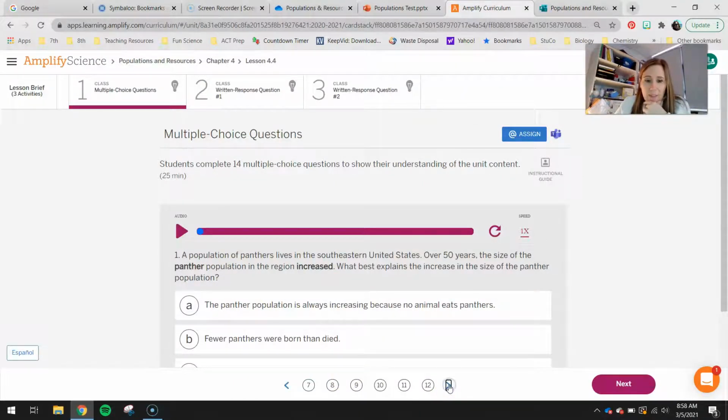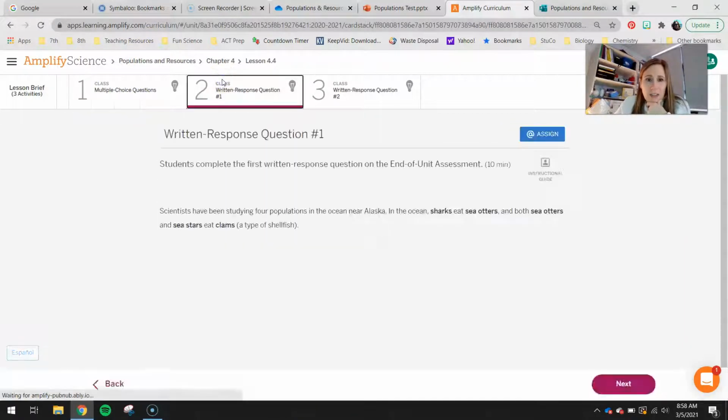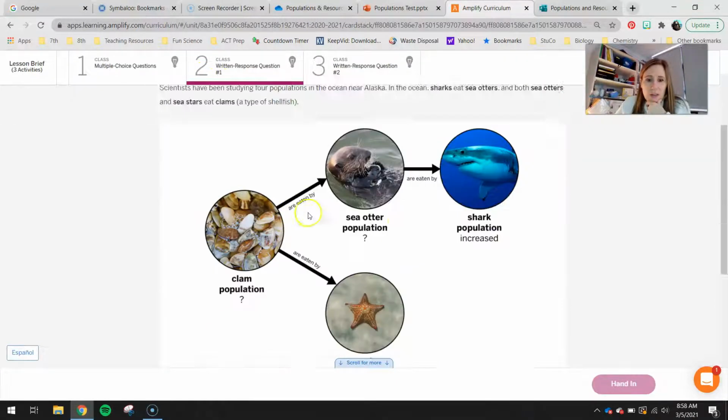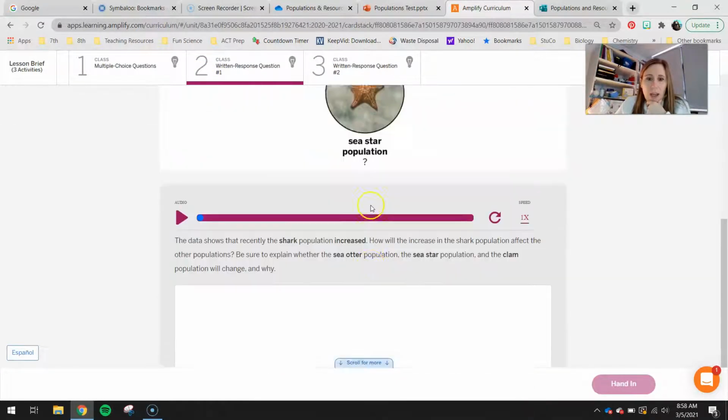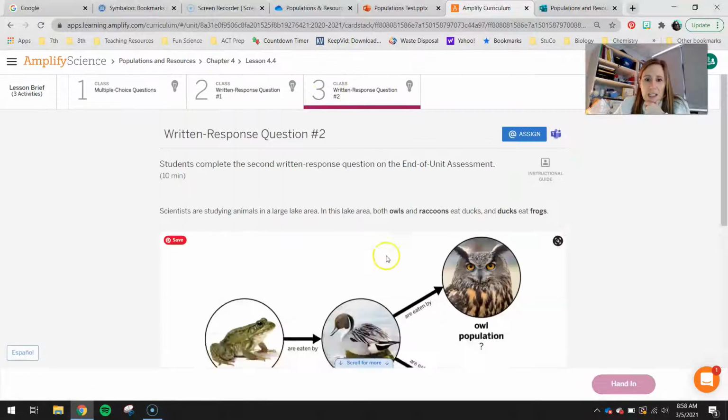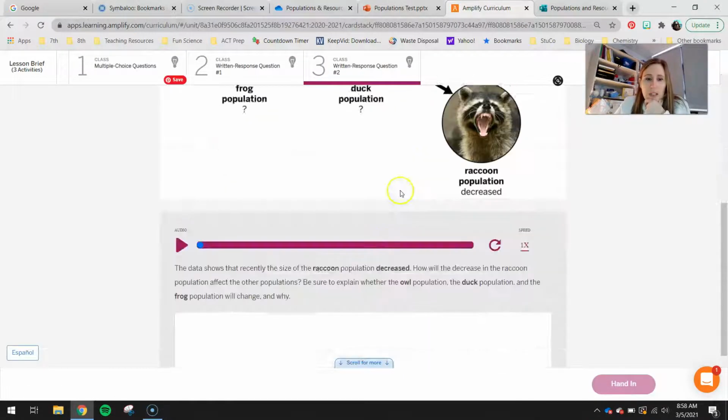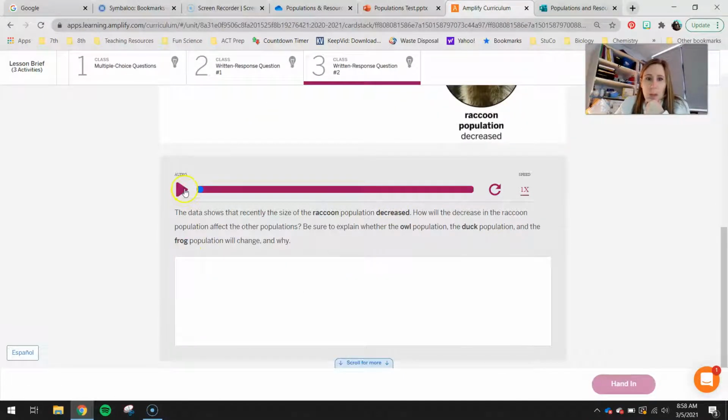Here you have 3 activities to do. First, there's 14 multiple choice questions for activity 1. Then you have 2 written responses to do. So you can see this little food web, and same here, another little food web where you are answering questions. Remember, Amplify shows the data recently. Okay, so take care of that and make sure you hand it in on Amplify.